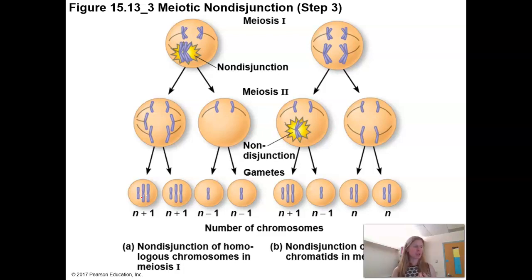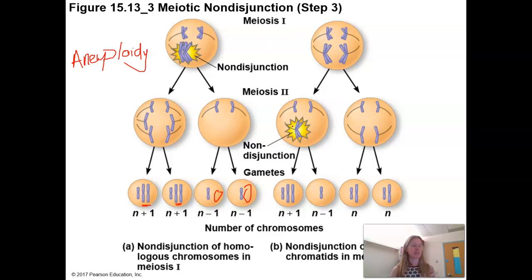And so here we see a situation where, since these didn't split, these cells each ended up with 2 copies of that gene, and these cells ended up with no copy of that gene. And so either way, none of those gametes have the right chromosome number. We refer to that as aneuploidy when you have the wrong number of chromosomes, or a cell is aneuploid. That means the wrong number of chromosomes.